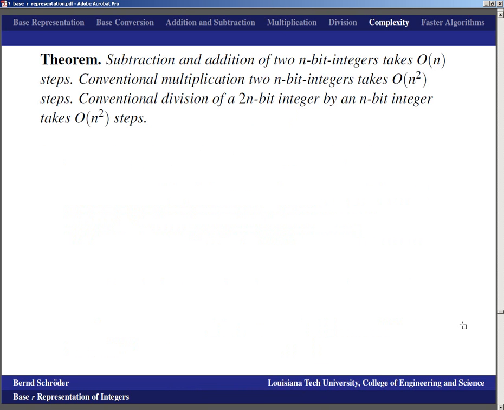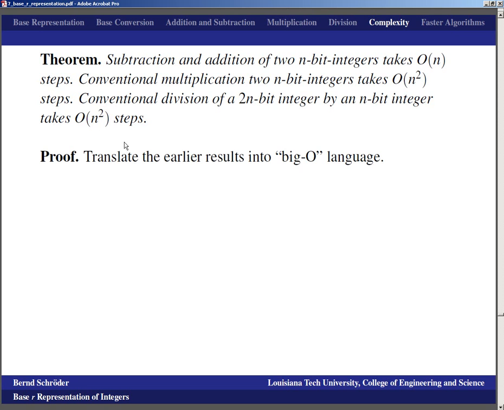So that means that subtraction and addition of two n-bit integers takes capital O of n steps. Conventional multiplication of two n-bit integers takes capital O of n squared steps. So even if I was a little insecure near the end of my proof there, where I just said, okay, it's an upper bound, that's because ultimately it's all capital O of n squared, and that's really what we're going to worry about for complexity. And conventional division of a 2n-bit integer by an n-bit integer will take O of n squared steps because we have to do these trial multiplications there.